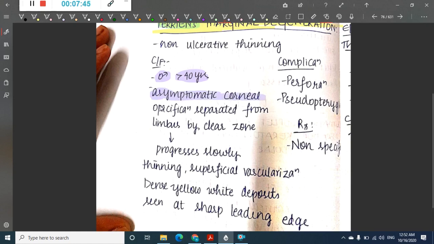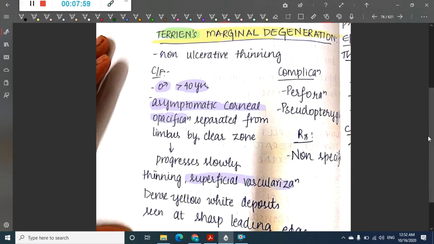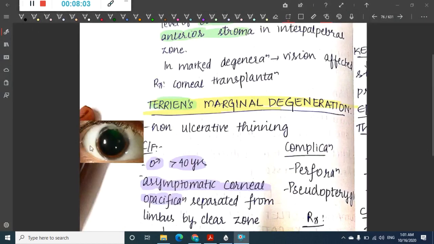Here there is asymptomatic corneal opacification, and this slowly progresses and it can cause superficial vascularization also. Sometimes dense yellow white deposits can also be seen. So complications like perforation or pseudopterygium can occur. Okay, so this is the picture showing this Terrien's marginal degeneration.